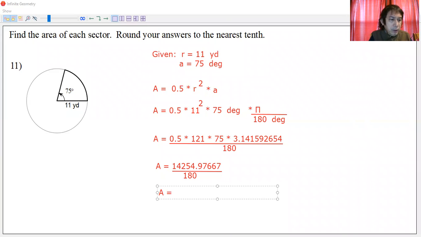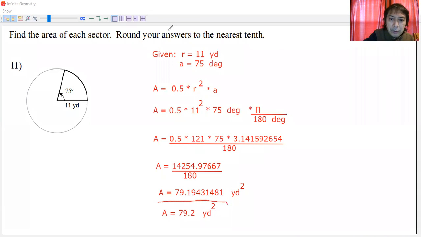And so the final answer will be the quotient of these two numbers. So we divide by 180. The answer is 79.19431481. And this will be in square yards. Because this is area, this will be squared units. So we must put squared over there. And finally, we're asked to find the answer rounded to the nearest tenth. So this will become 79.2. And the unit will be square yards, of course. Okay, so this will be our final answer.